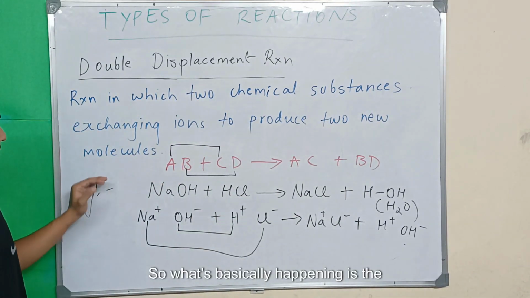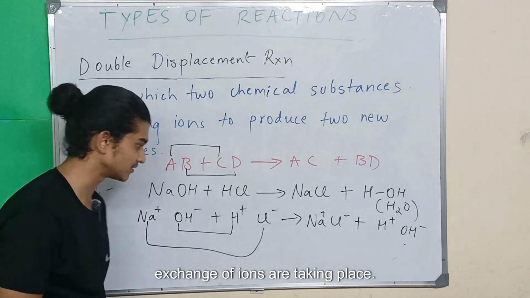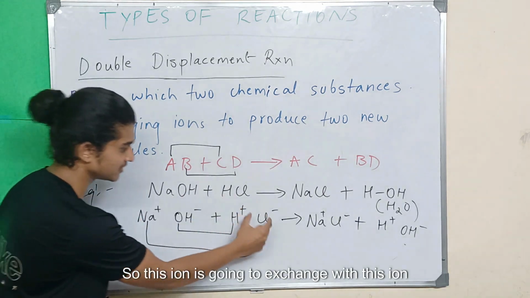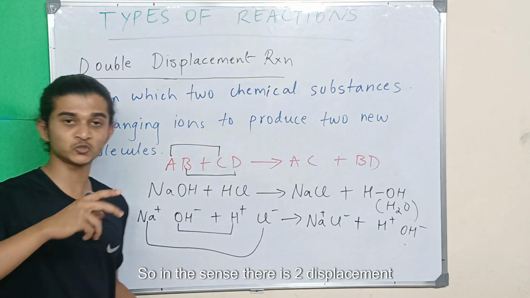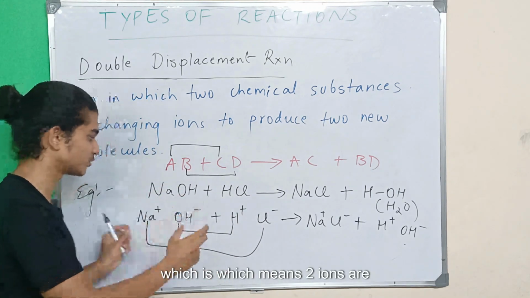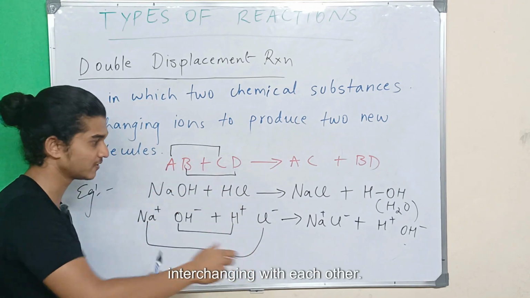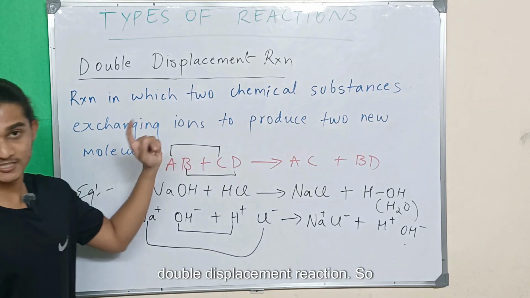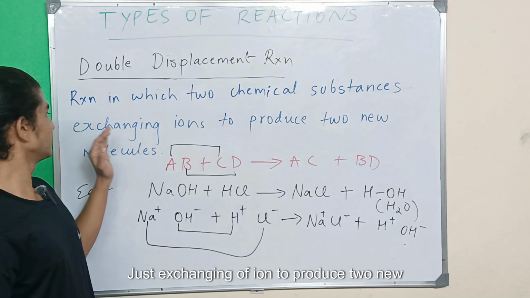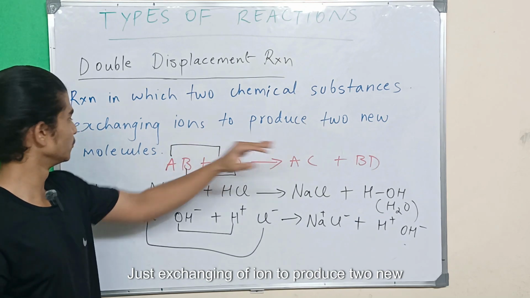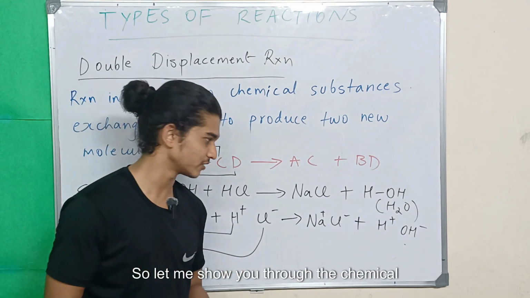So what's basically happening is the exchange of ions is taking place. So this ion is going to exchange with this ion and this ion is going to exchange with this ion. So since there are two displacements, which means two ions are interchanging with each other, that's why we call it a double displacement reaction. So it's basically not much complicated, just exchanging of ions to produce two new molecules. So let me show you through the chemical reaction.